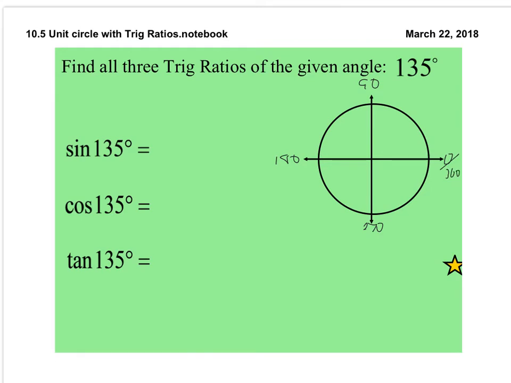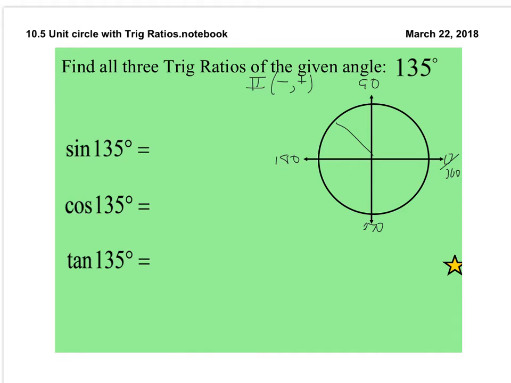Sine of 135 degrees is going to go in quadrant 2. And in quadrant 2, my x values are negative, my y values are positive. My assumption, as I look at this, is that sine will be positive, cosine will be negative, and my tangent will also be negative.